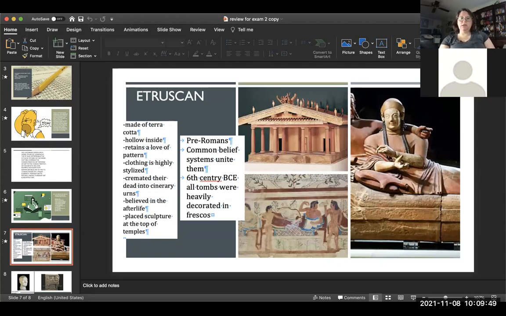All right, so let's talk about Etruscan art. Etruscan art was often made of terracotta. They were the only civilization that we've studied that liked terracotta as a major medium. Ancient Greece used terracotta in their clay pots, but that was it. The Etruscans used terracotta in sculpture. They used it in their building architecture as well.